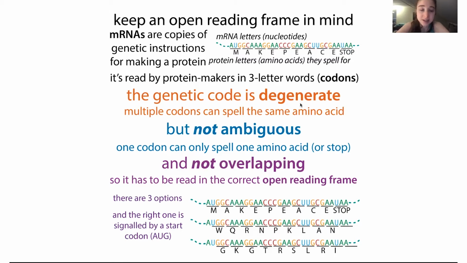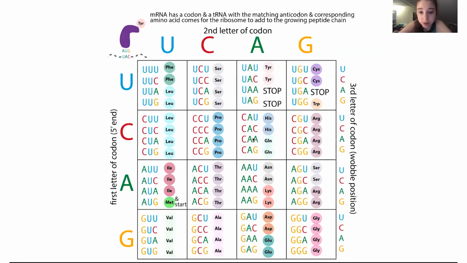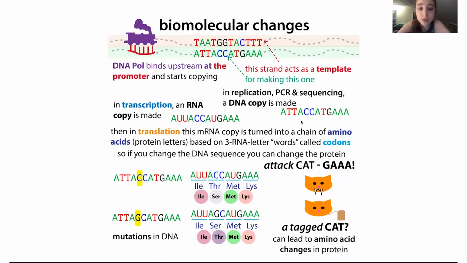But the basic idea is that the genetic code is degenerate. So multiple codons can spell the same amino acid, but it's not ambiguous. One codon can only ever spell one amino acid. So if you have a CAG, it's going to put in a glutamine. It's not going to put in an arginine. So it knows what to add.